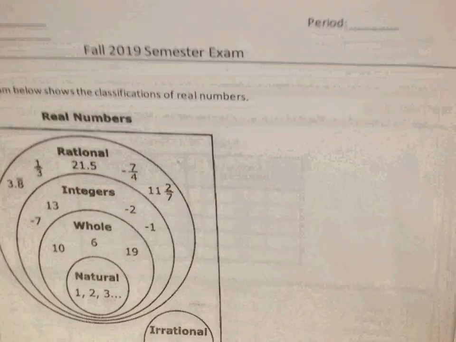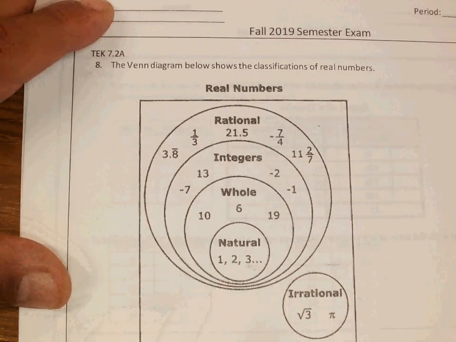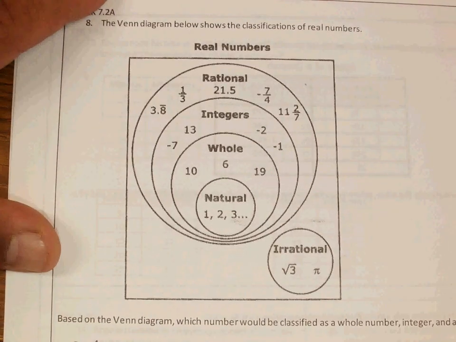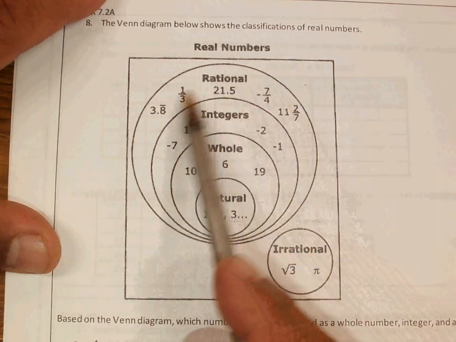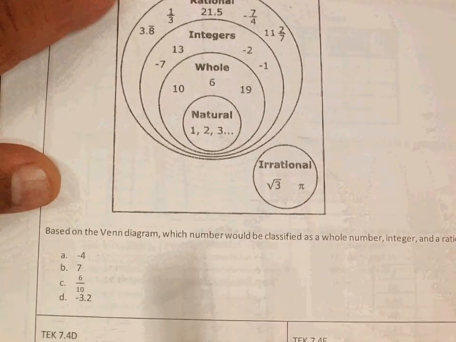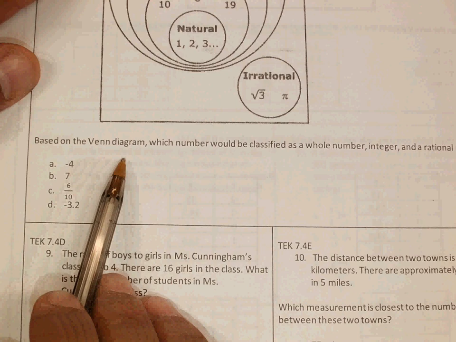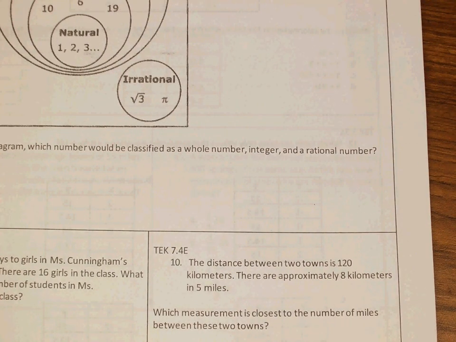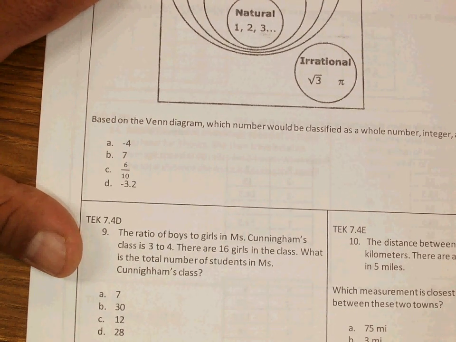Number 8. The Venn diagram below shows the classification of real numbers. So you look, there's the real number system, rationals, integers, whole numbers, natural numbers, and over here we have the irrationals. Based on the Venn diagram, which number would be classified as a whole number, integer, and a rational number? A equals -4, B equals 7, C equals 6/10, and D equals -3 2/10.